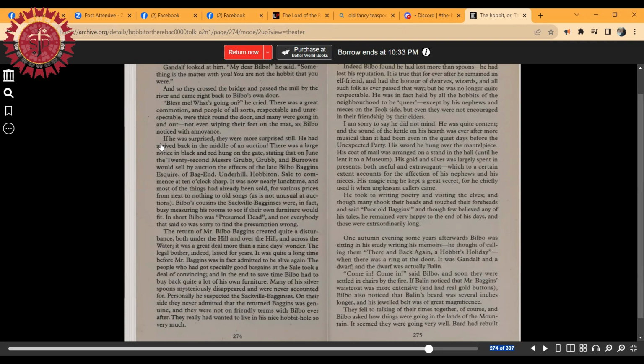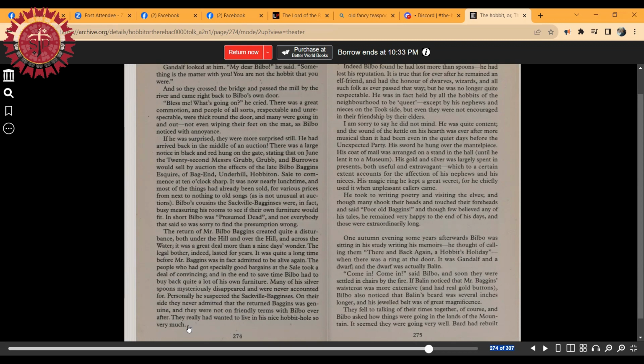If he was surprised, they were more surprised still. He had arrived back in the middle of an auction. There was a large notice in black and red hung on the gate, stating that on June the 22nd, Messrs. Grubb, Grubb, and Burrowes would sell by auction the effects of the late Bilbo Baggins, Esquire, of Bag End, Underhill, Hobbiton. Sale to commence at 10 o'clock sharp.